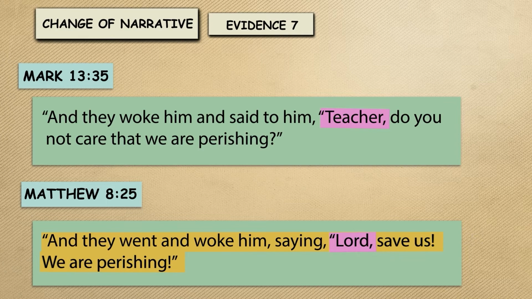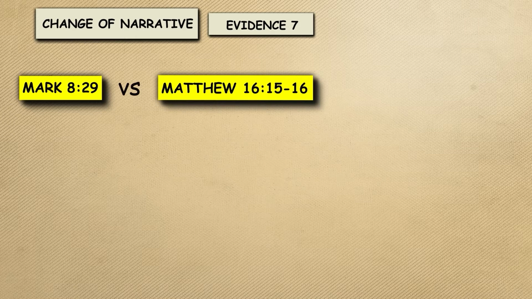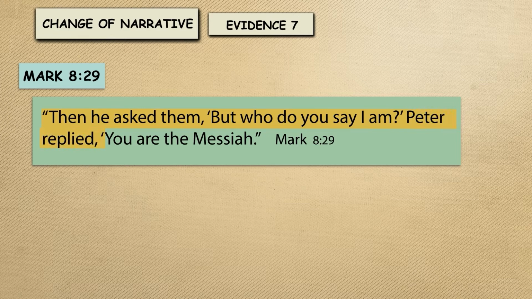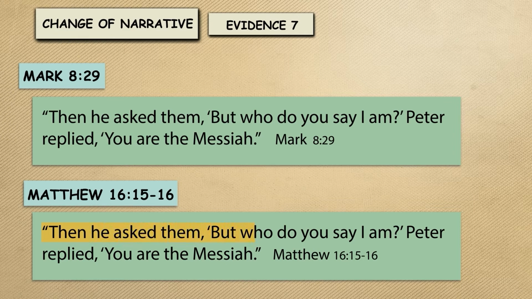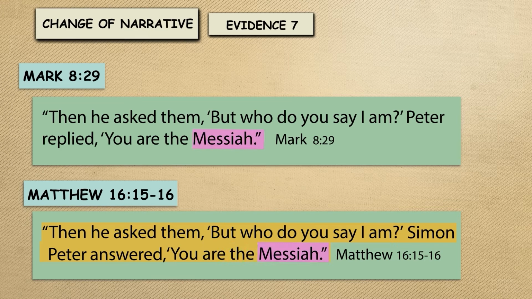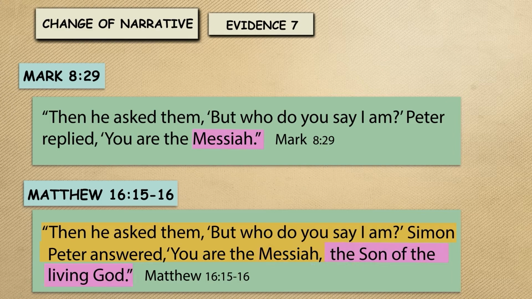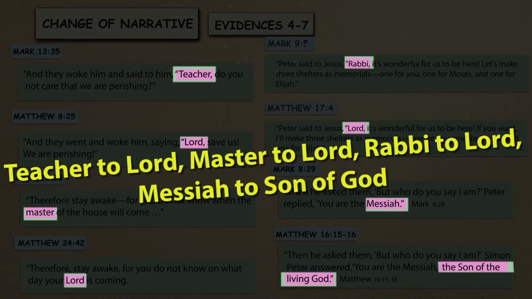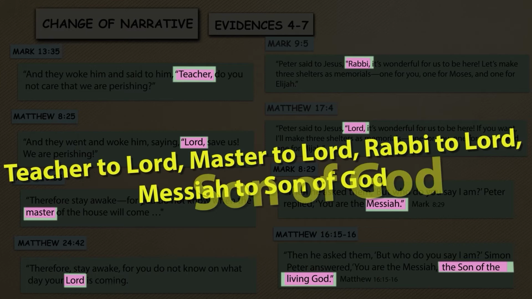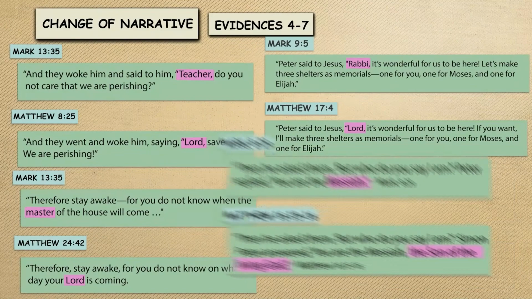Mark 8:29 versus Matthew 16:15 and 16. Then he asked them, But who do you say I am? Peter replied, You're the Messiah. Then he asked them, But who do you say I am? Simon Peter answered, You are the Messiah, the Son of the Living God. Teacher to Lord, Master to Lord, Rabbi to Lord, Messiah to the Son of God. Not only are things being added to the narrative, but things are being removed from them as well.